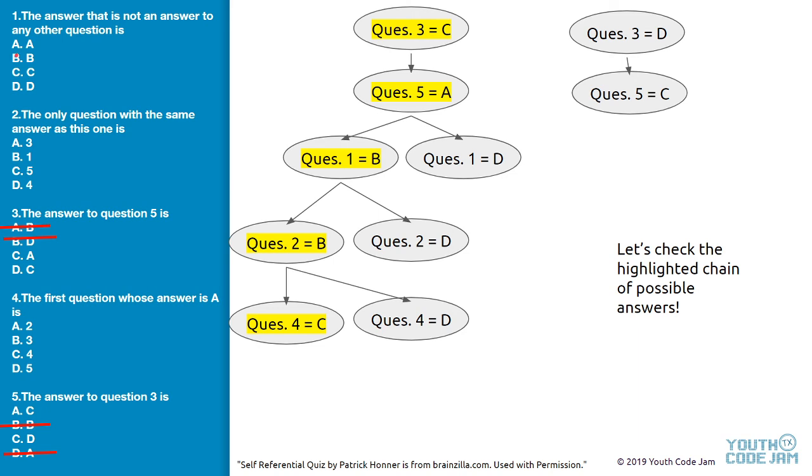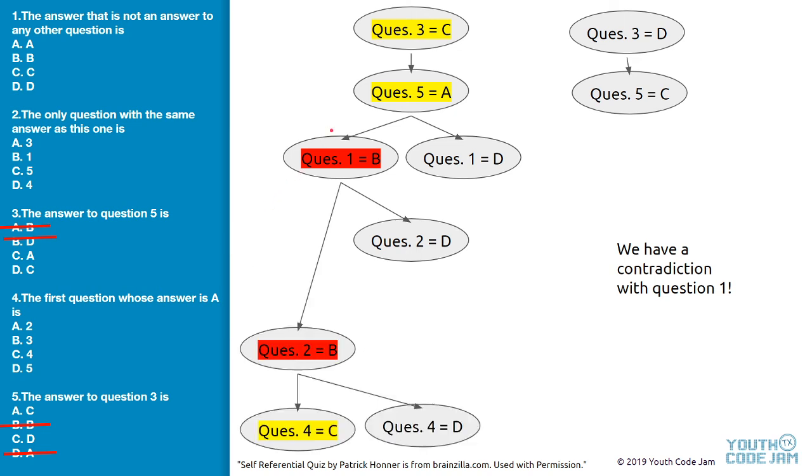If question 1 is equal to B, the answer that is not an answer to any other question should be B. But the answer to question 2 is B on this side of the tree. So we already see a problem here. We have a contradiction between these two with question 1.